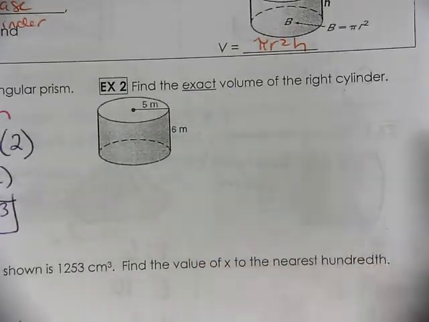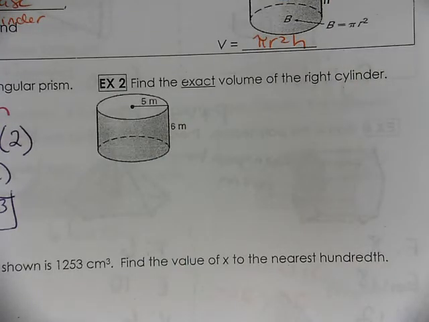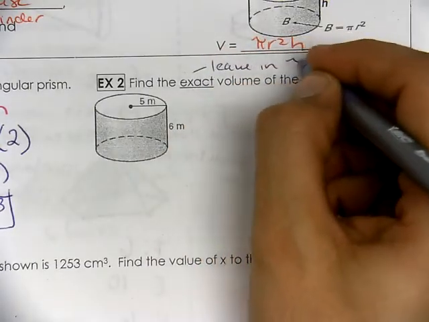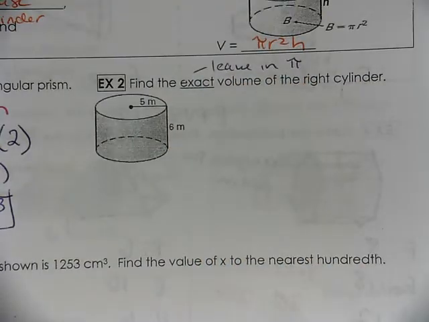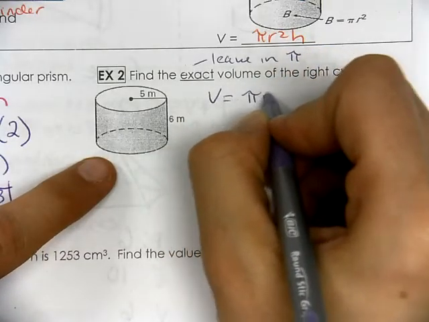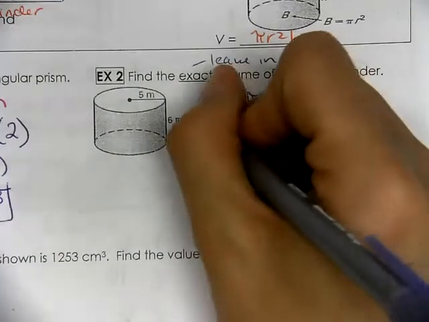Now I have a cylinder. It says find the exact volume of the right cylinder. We used the word exact before. What does exact mean? Yeah, leave in the pi. Your answer should be something pi at the end. Remember we did that in Unit 8 with circles? So the volume here is pi r squared h. Yes, Jack?